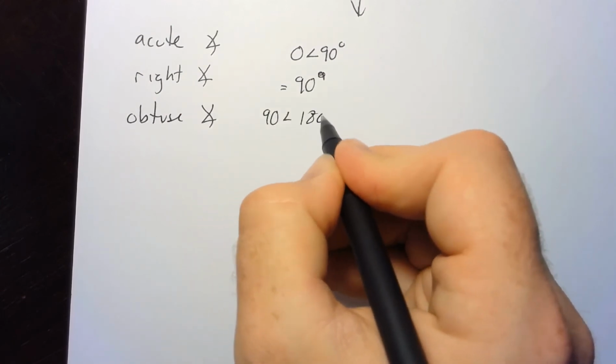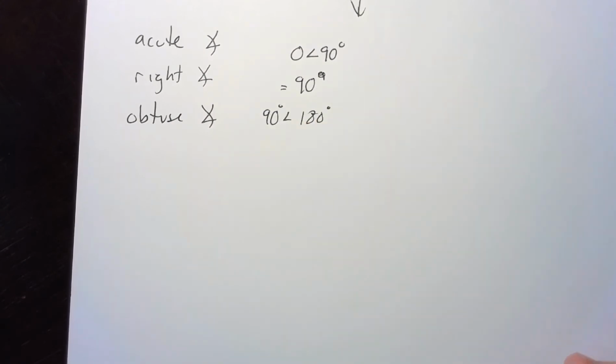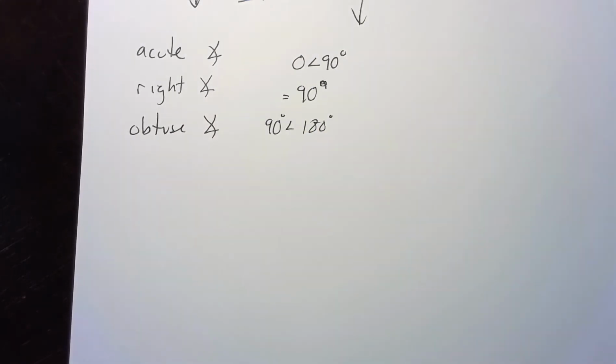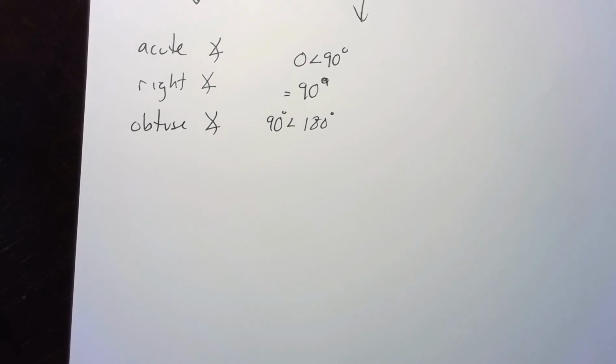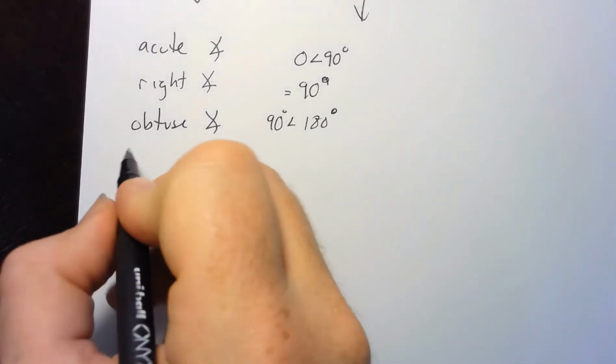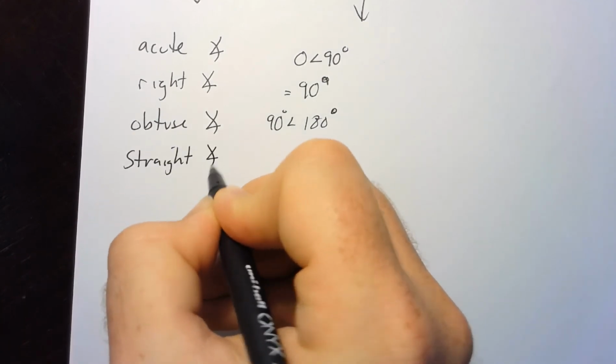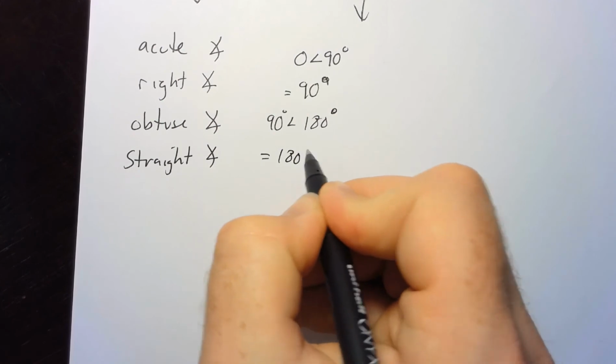and 180. Now, it's important to note that I keep putting these degree symbols in there because these degree symbols will denote notation, specifically a unit of measurement. When we start to talk about radian measures, things are going to change drastically, and by leaving the degree symbol off, you are changing that unit of measurement. The last type of angle that we're going to talk about in this is a straight angle, and a straight angle is specifically equal to 180 degrees.